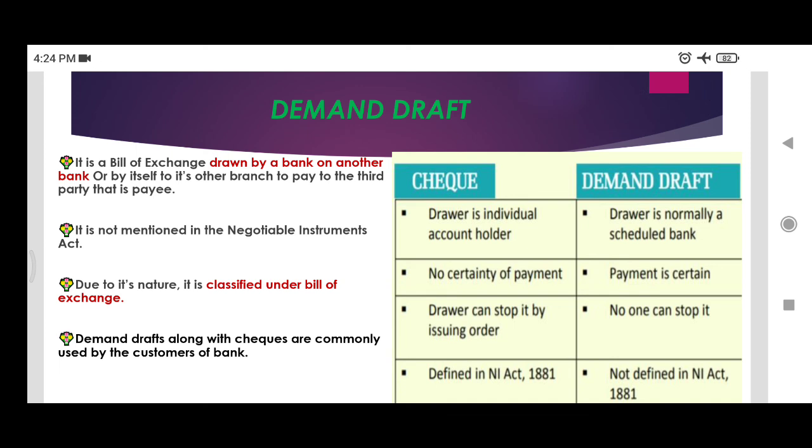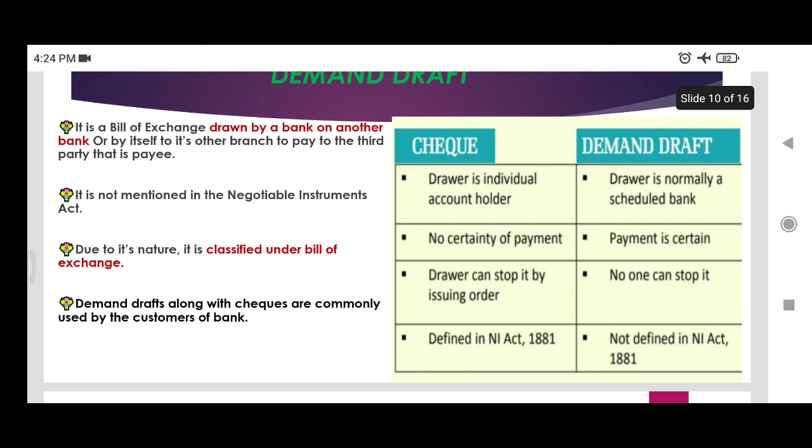We'll see a few differences between a check and a demand draft. Check: the drawer is an individual account holder. He has to be an account holder to make a check. But for a demand draft, even though you don't have an account in the scheduled bank, you can go and make a DD.